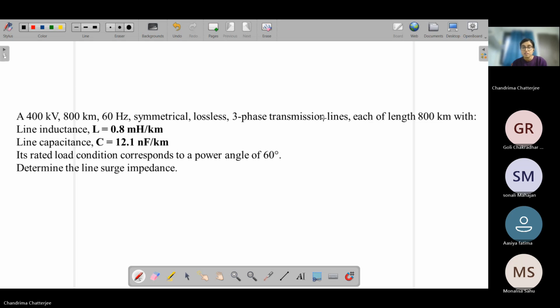So 800 kilometers, 60 hertz, 400 kV. These are the parameters. Line inductance is 0.8 millihenry per kilometer. Line capacitance is 12.1 nanofarad per kilometer. For the rated load condition, the power angle is given as 60 degree. So the delta value is given here: delta equal to 60 degree. Determine the line surge impedance.